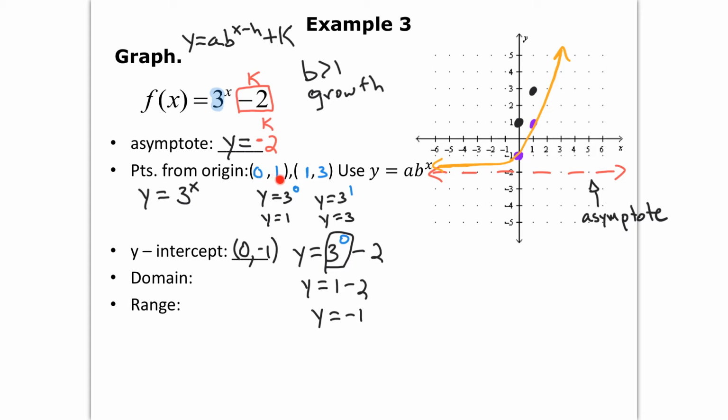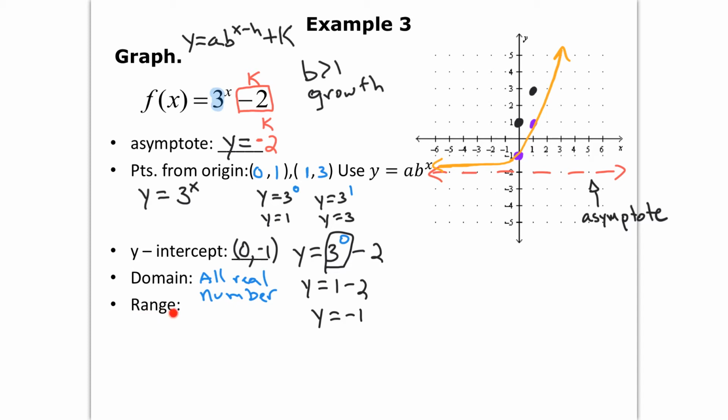Notice that it's not the same point as this one because we have a transformation. Now the new y-intercept is at 0, negative 1. And you guys can confirm that on the graph. You see that it crosses at negative 1. So we got the right y-intercept. Now for the domain. Domain will be all real numbers. And every time you guys have an exponential function, the domain is all real numbers because every x value works for that function.